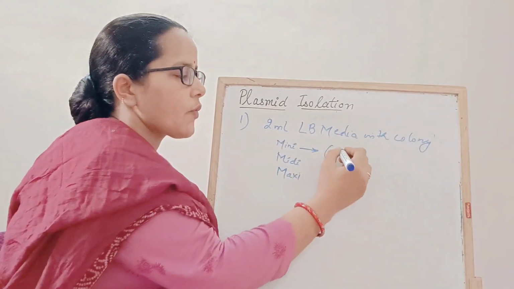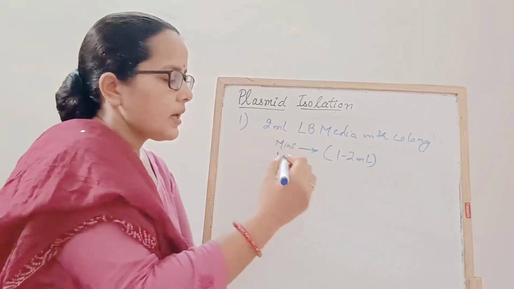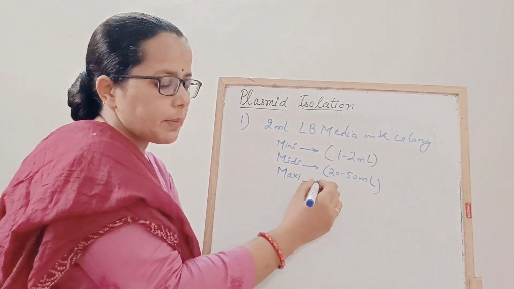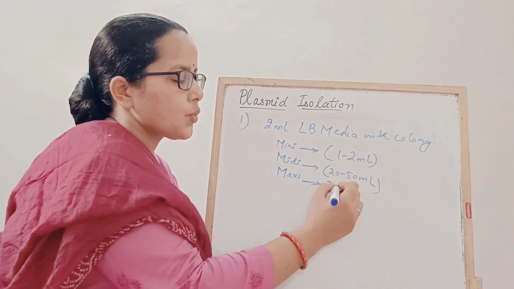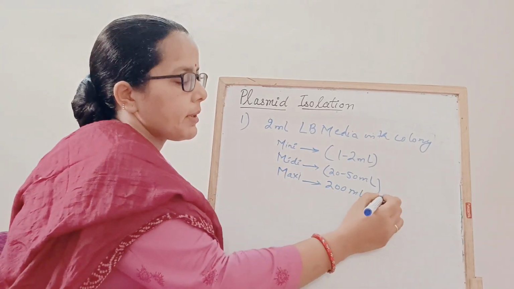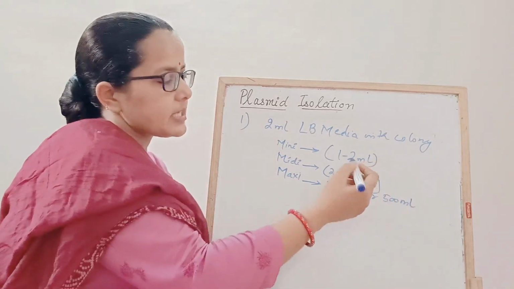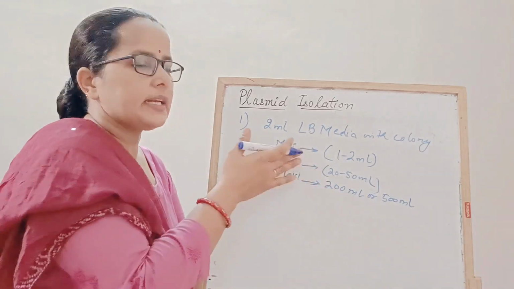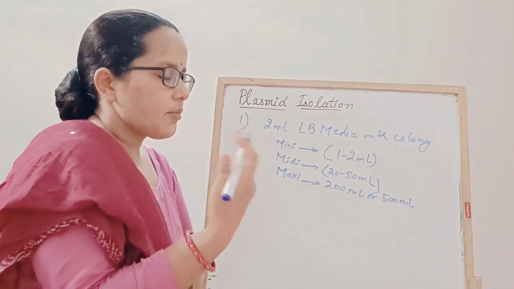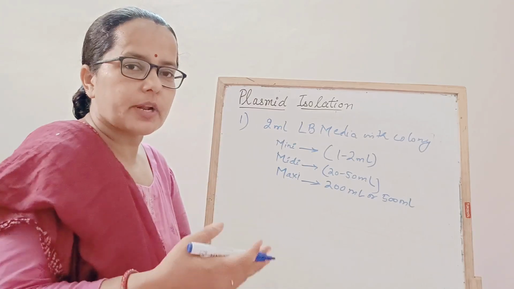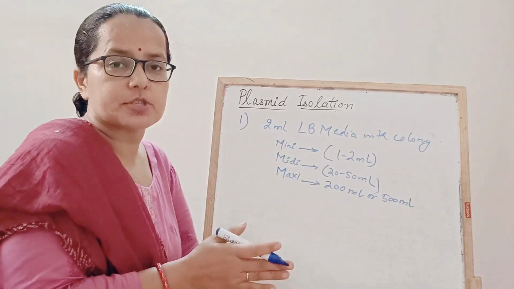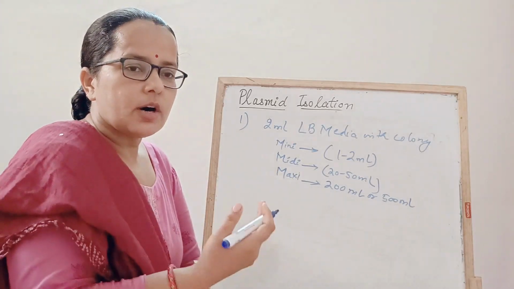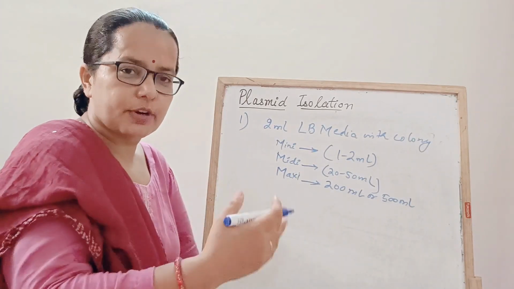Mini preparation means you are working with 1 to 2 ml of culture. Midi preparation is if you are working with 20 to 50 ml of culture, and maxi preparation is if you are working with larger volumes like 200 ml or 500 ml. According to these preparations, you have to change your volume for solution 1, 2, 3 and further steps.